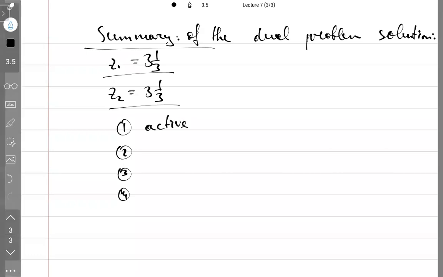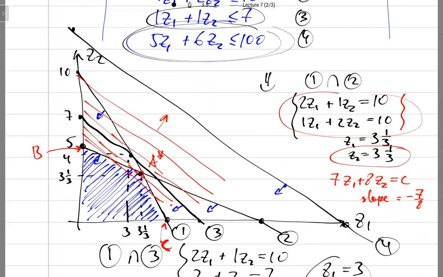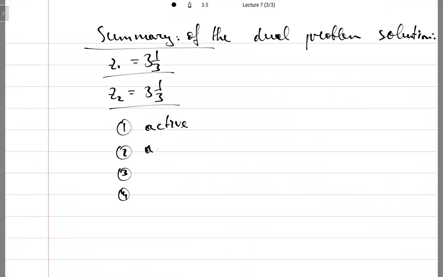Why is it active? Just look at the plot. At the point A star, the first inequality is active because the point A star exactly lies on the corresponding line. Is the second inequality active? Yes. And the third one? No. And the fourth one? No. So the first is active, the second is active, the third is not active, the fourth is not active.